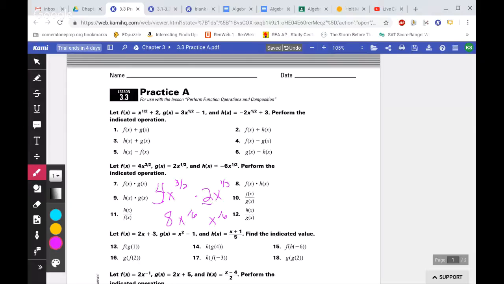So I'm going to make that 6. 2 goes into 6 3 times, and 3 times 3 is 9. So x to the 3/2 becomes x to the 9/6. And 3 goes into 6 2 times, and 2 times 1 is 2. So x to the 1/3 becomes x to the 2/6. Now I add my numerators, 9 and 2. So my final answer is 8x to the 11th over 6. And that's my final answer.